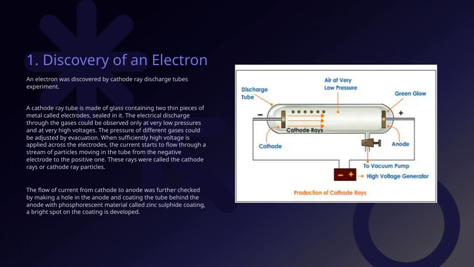Once the voltage is high enough, a stream of particles begins moving from the negative electrode, the cathode, toward the positive electrode, the anode. These particles are what we call cathode rays or cathode ray particles. This experiment was crucial because it led to the discovery of the electron. It showed us that these rays are actually streams of tiny charged particles, electrons, moving through the tube. So, in essence, this slide highlights how the flow of current was visually confirmed, and how this process ultimately led to understanding the existence of the electron, a fundamental breakthrough in atomic science.